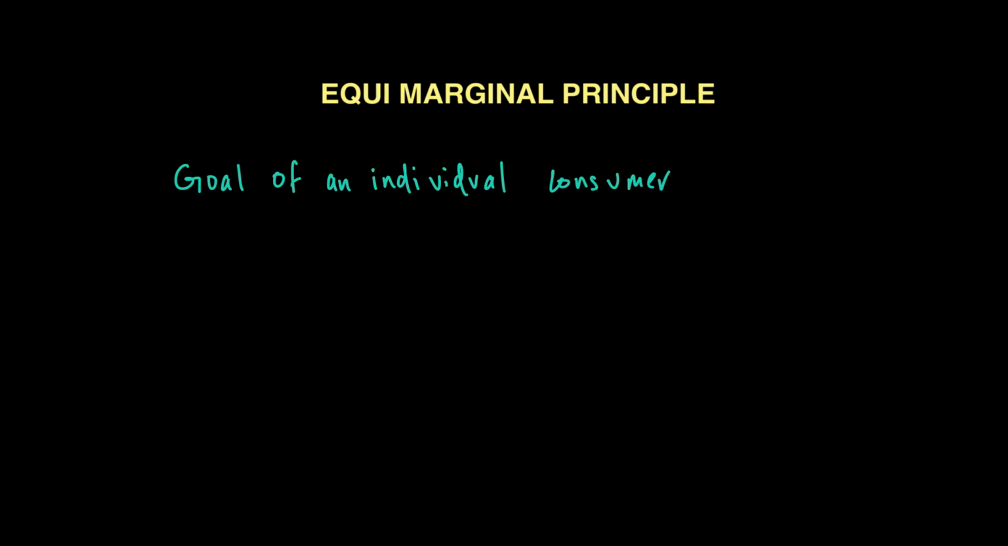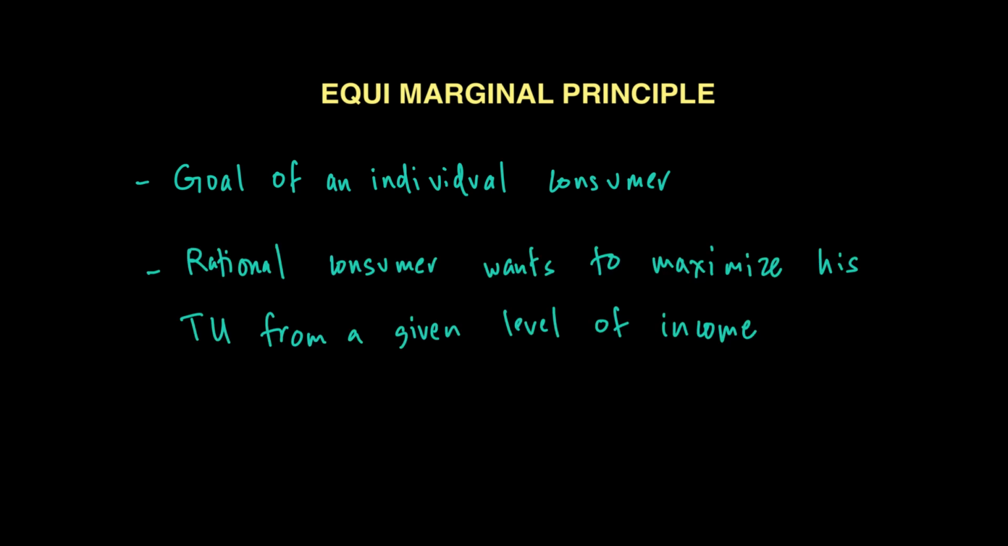We believe if you are a rational consumer, you will want to maximize your total utility from your given income. Now that we have limited income, let's say for example my income is $1,000, I would like to make sure however I spend this money, I must get the maximum possible satisfaction. In reality, however, we are unable to measure utility.